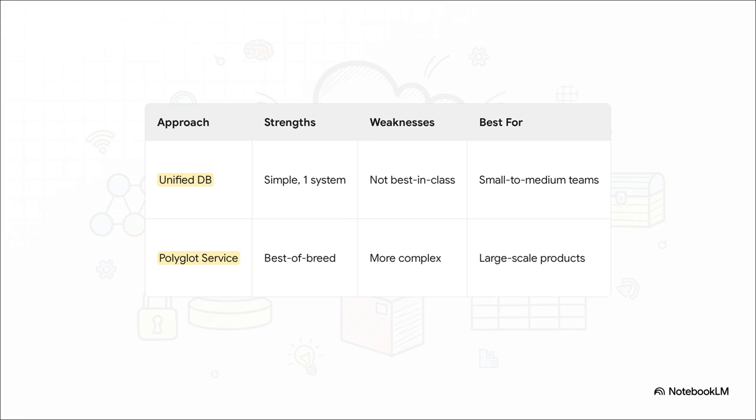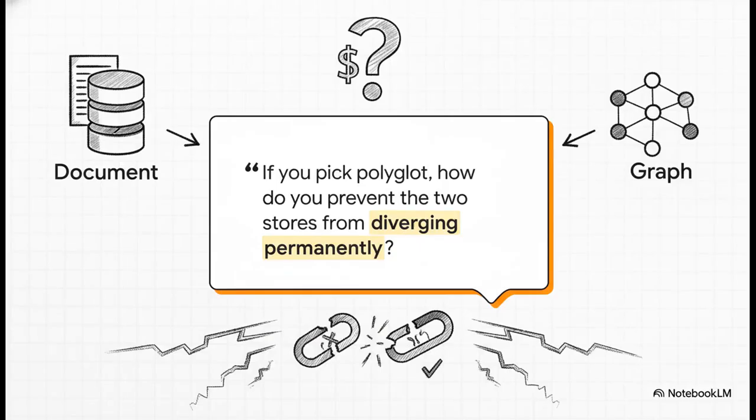This table really lays out the trade-offs. Now, that unified approach, it seems simpler up front, but it's a compromise. It's a jack of all trades, master of none, and you can't scale one part without scaling the other, which gets really wasteful. The polyglot approach, though, using two specialists, that's where the real power is. You get the absolute best tool for each job, but, and this is a big but, it creates a whole new massive headache.